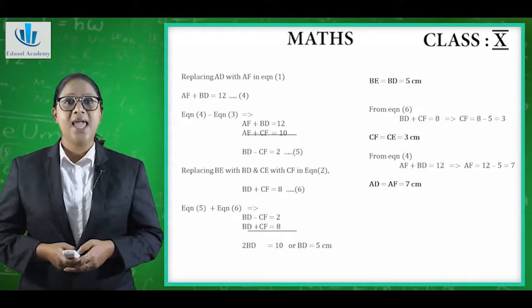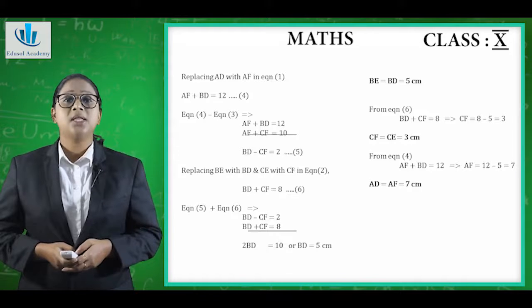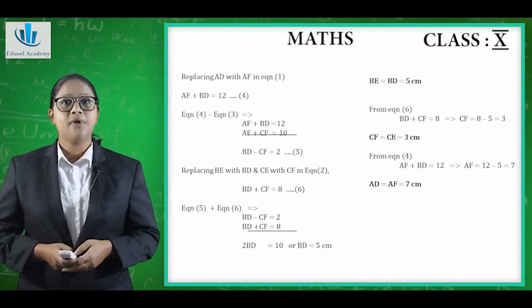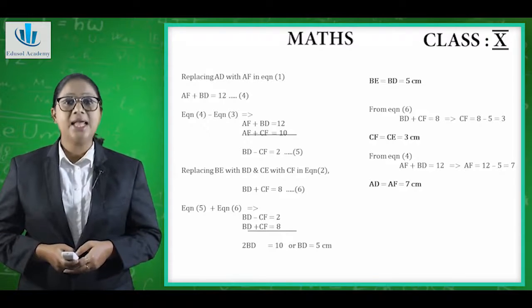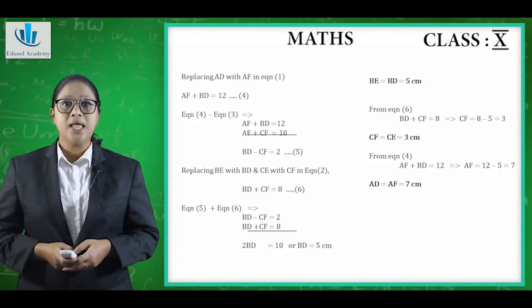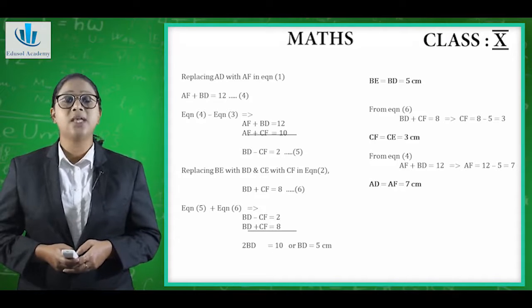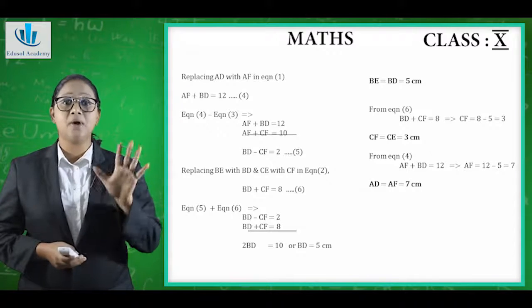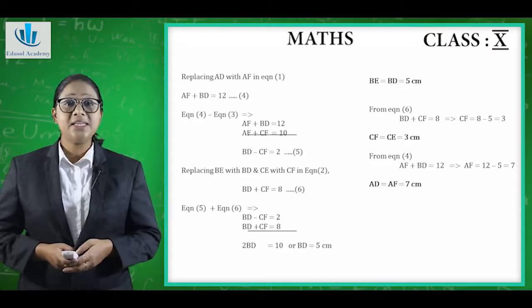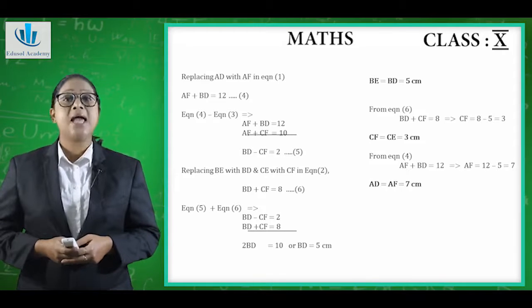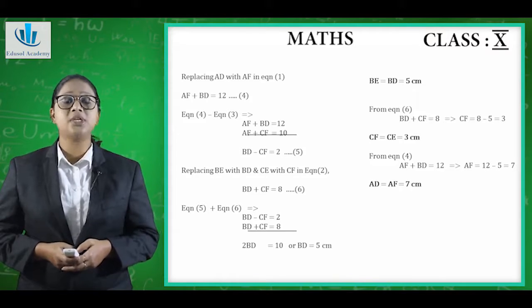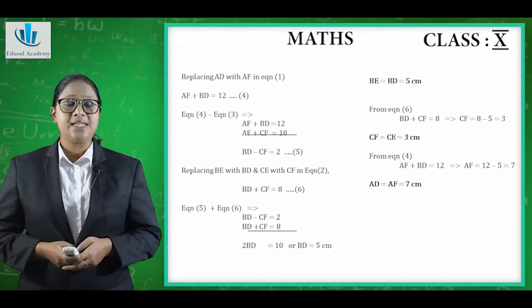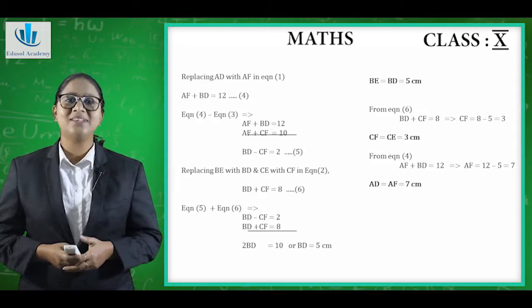Replacing AD with AF in equation 1, the equation 1 will become AF plus BD equal to 12. Let that be equation number 4. Now equation number 4 minus equation number 3, we will get BD minus CF is equal to 2. Mark that as equation number 5. Again, replacing BE with BD and CE with CF in equation number 2, we will get BD plus CF is equal to 8. Let that be equation number 6.